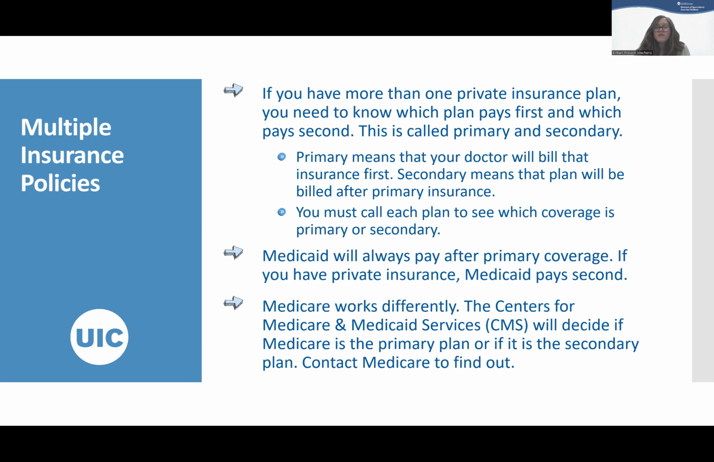Medicare can work a little differently. The Centers for Medicare and Medicaid Services, CMS, will decide if Medicare is the primary plan or if it's the secondary plan. Like if you have private insurance and Medicare, they have some other special rules that they use to decide that. So in that situation, you'll have to contact Medicare to find out. So this part can be a little bit of work when you have two plans, to make sure that you're using them both correctly.